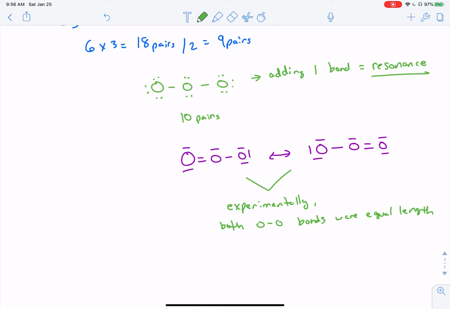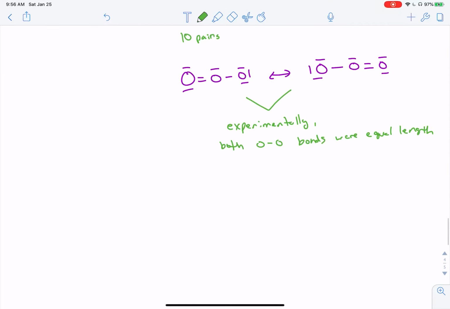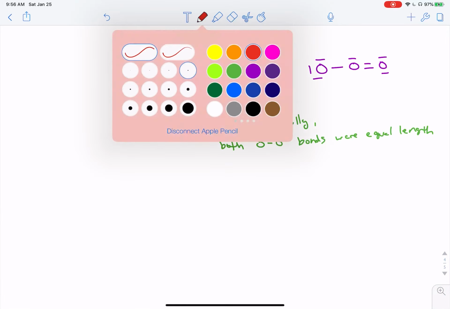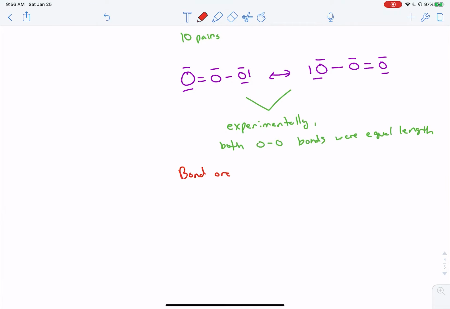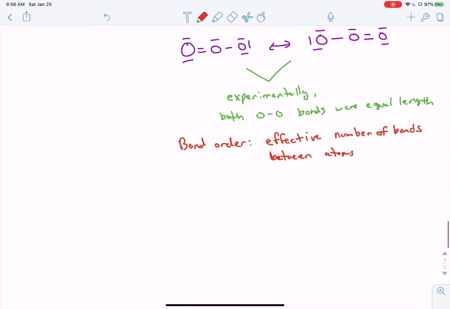So the way you prove that resonance occurs is that you measure the bond lengths, and the bond lengths are the same. Which also adds another concept, which is called bond order. Bond order is essentially the effective number of bonds between atoms.